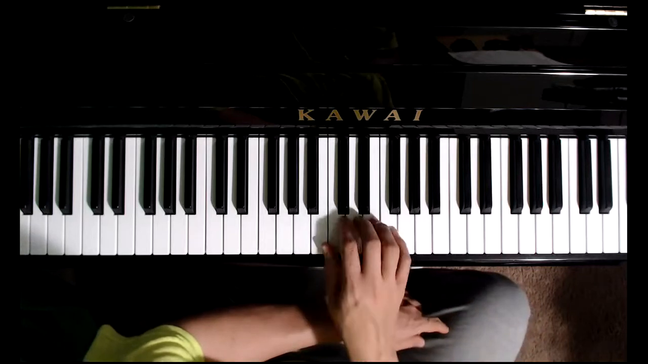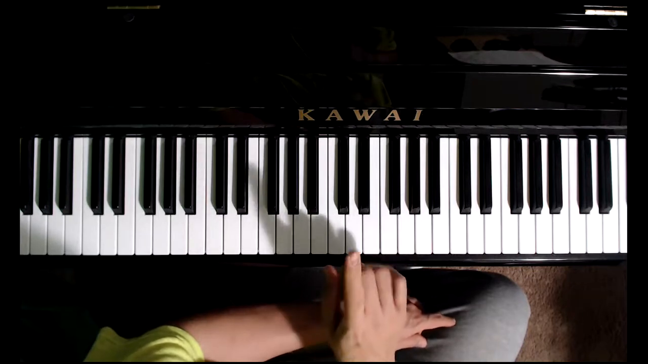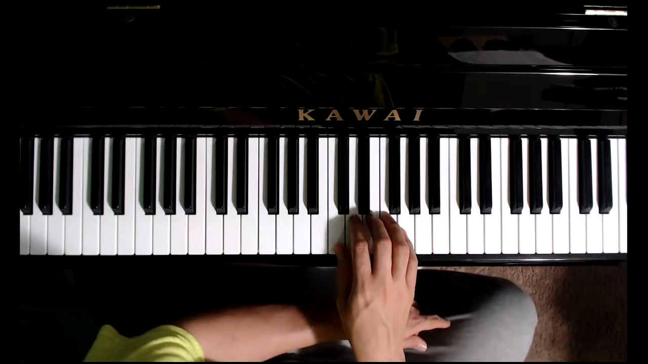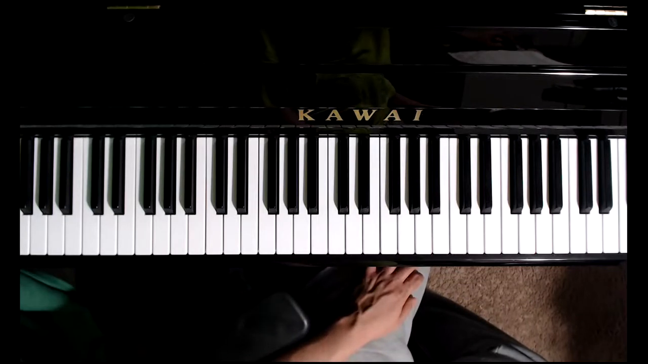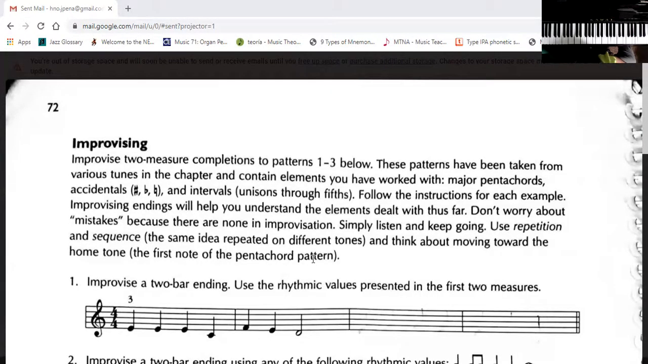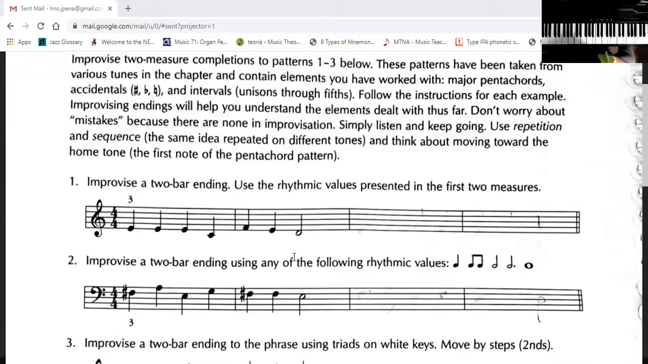So it's important that you really, really think about your melody in your mind before you jump in and play it, because you may just come up with something that totally sounds wrong. It does say on the page here, let's take a look: don't worry about mistakes, because there are none in improvisation. And that is a big fat lie. There are mistakes when it comes to voice leading rules, and that's what we're preparing you for. We want this to sound good.